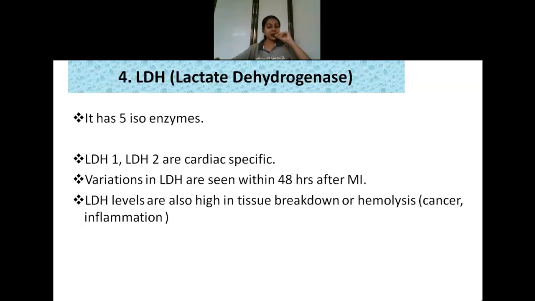But LDH levels also remain high when a person has damage in the body. Whenever there is inflammation anywhere in the body, LDH level will rise. Or if a person has cancer or hemolysis, that is breakdown of RBCs, LDH levels will also rise. So that is why presently LDH is not considered cardiac specific. Only LDH 1 and 2 are cardiac specific.